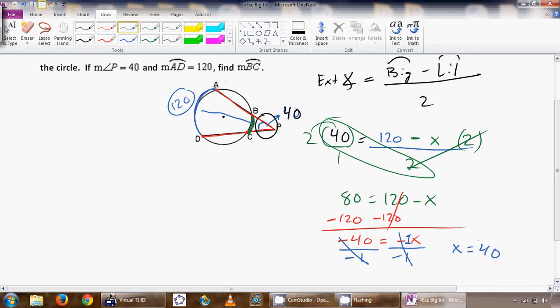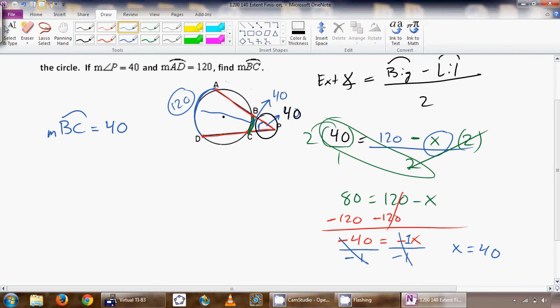What I let x represent is this arc. This arc is 40 degrees. So the measure of arc BC equals 40 degrees.